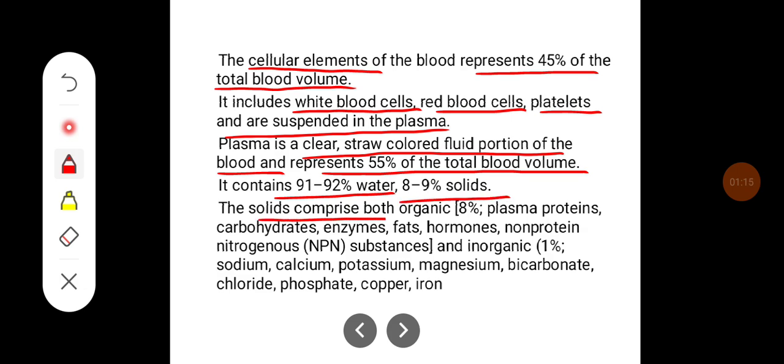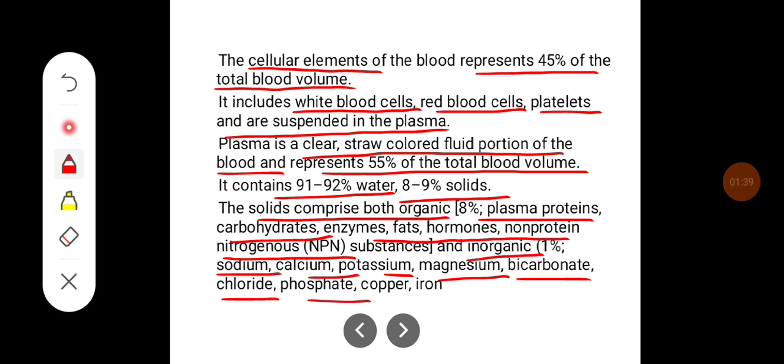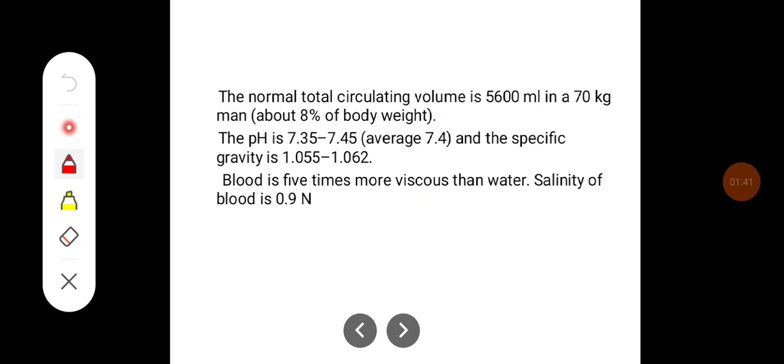And the solids comprise both organic and inorganic substances. The organic substance is 8%, which is made up of plasma proteins, carbohydrates, enzymes, fats, hormones, and non-protein nitrogenous substances. And inorganic substances include sodium, calcium, potassium, magnesium, carbonate, chloride, phosphate, copper, and iron.